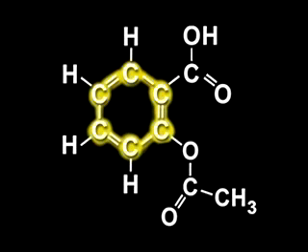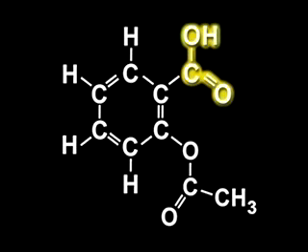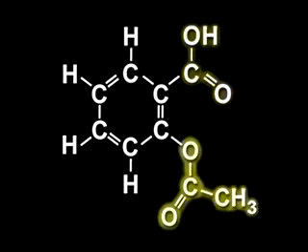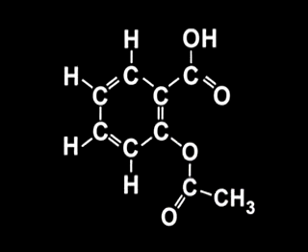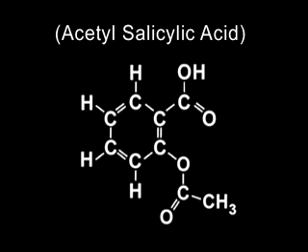The hexagonal ring of carbon atoms connected by alternating double bonds is called the benzene ring. Two carbon atoms of the ring are connected to the other groupings of atoms. The top one is called the carboxyl group. The other is called the acetyl group. The traditional organic chemical name for aspirin is acetylsalicylic acid.